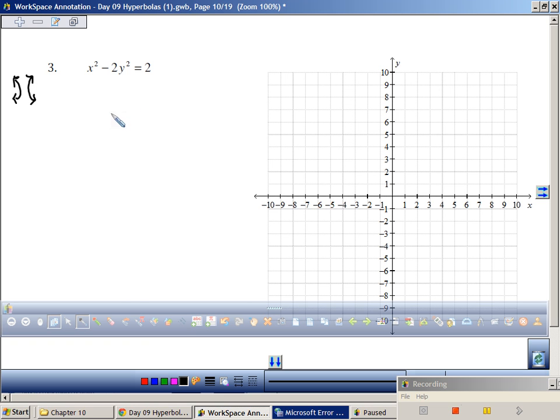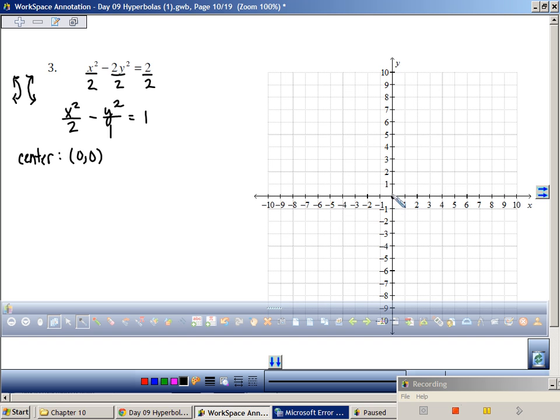It's not equal to 1, so we have to make it equal to 1, right? So don't we have to divide everybody by 2? When I divide everybody by 2, I get x squared over 2 minus y squared over 1 equals 1. Where do I always begin? Center. What's the center of this? 0, 0.